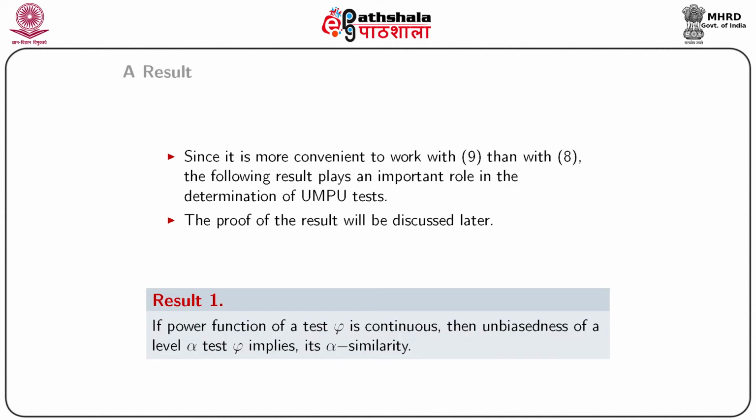Since it is more convenient to work with 9 than with 8, the following result plays a very important role in determination of UMPU tests. The proof of the result will be discussed later. Result 1: If the power function of a test ψ is continuous, then unbiasedness of a level α test ψ implies its α-similarity.